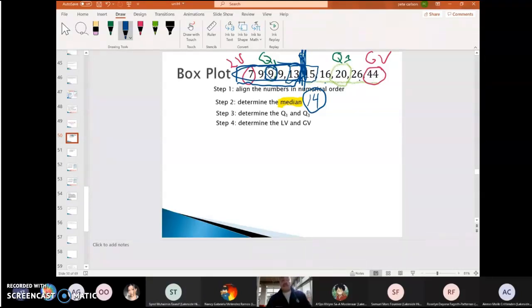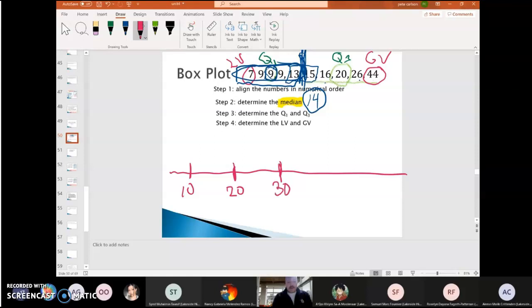So we start at 7 and our highest number is 44. So I don't want to make a number line that's like 7, 8, 9, 10, 11. That's going to take too long. So I'm just going to make a number line. And again, the number lines will be provided for you. So my lowest number is 7, so I might start at 10 and just make these go in multiples of 10. So 10, 20, 30, 40, and 50.